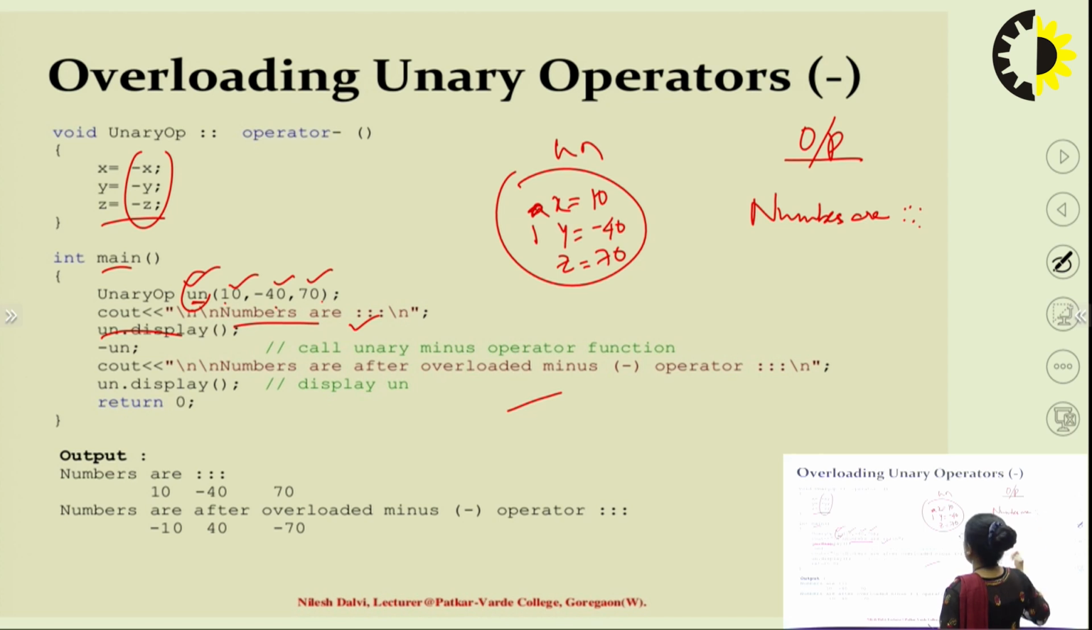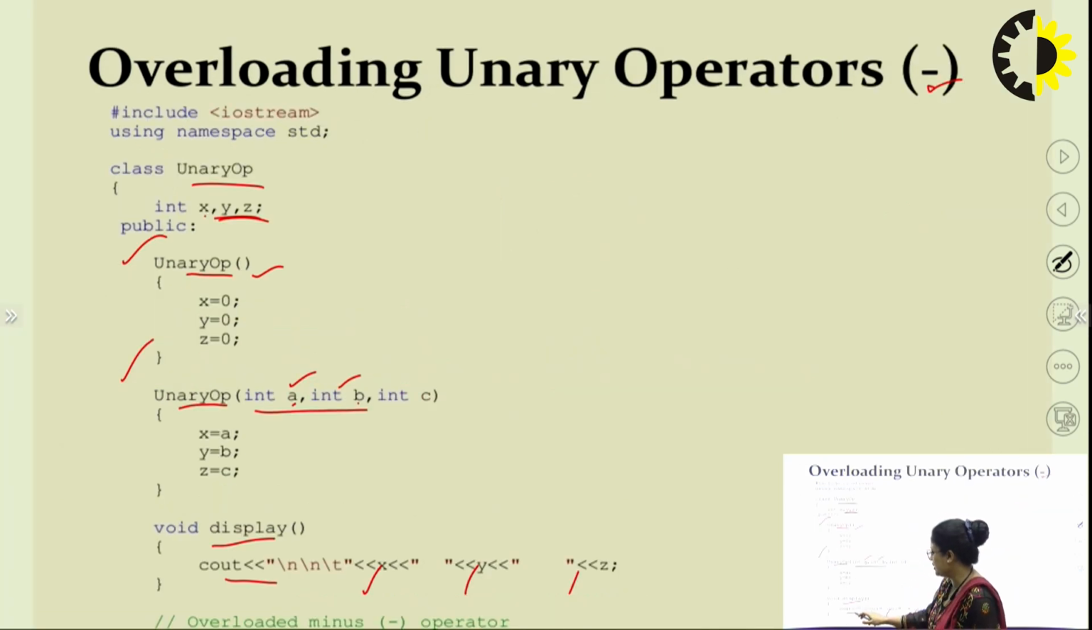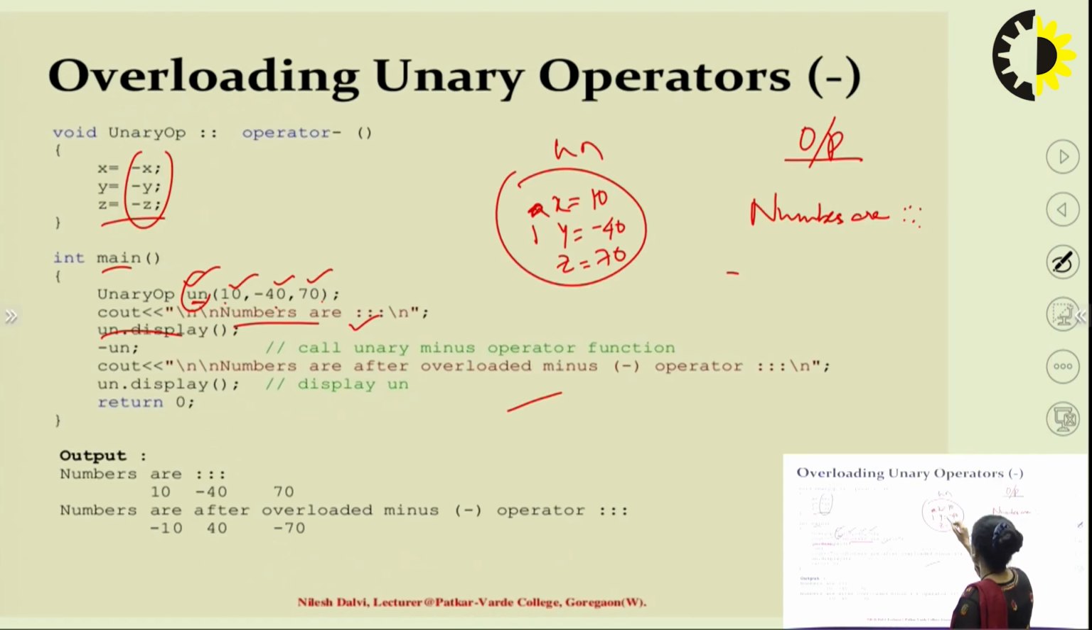This will be played, and then since it is /n, a new line, the cursor will go to the next line, and then the display function will be called. What is the display function? It couts the values of the variables X, Y, and Z. What are the values of X, Y, and Z? It will be 10, minus 40, and 70. So this is what will be coming in the output part.